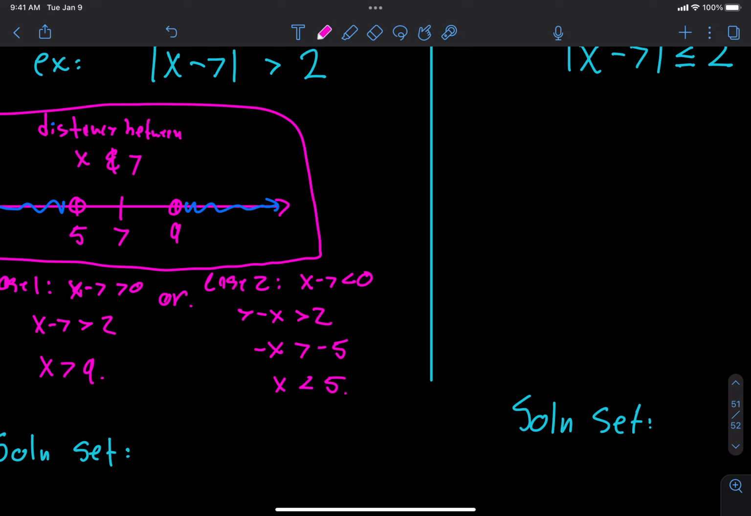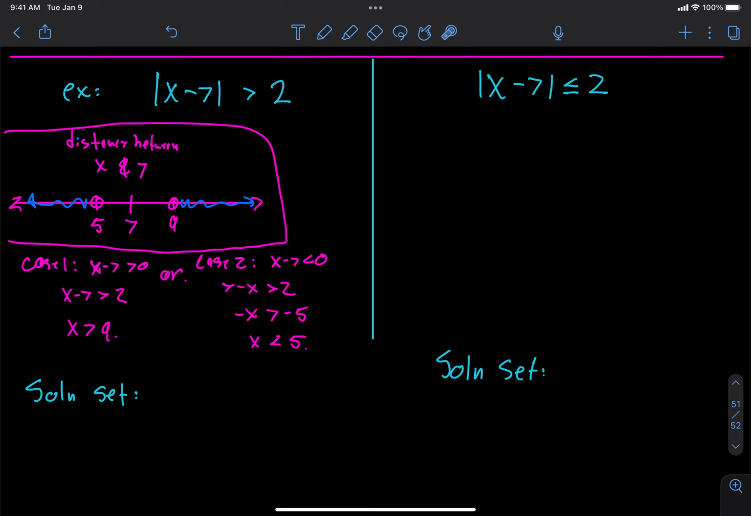Okay, so this is how we get the solution set, which is going to be, of course, any number which is larger than 9 or less than 5. So in this case, we get an OR situation, which gives us the interval notation negative infinity, comma, 5. Should I have a parenthesis or a bracket on 5? Parenthesis. Why? Because it's less than or greater than, not equal to. Okay, now a union, and then 9 to infinity.